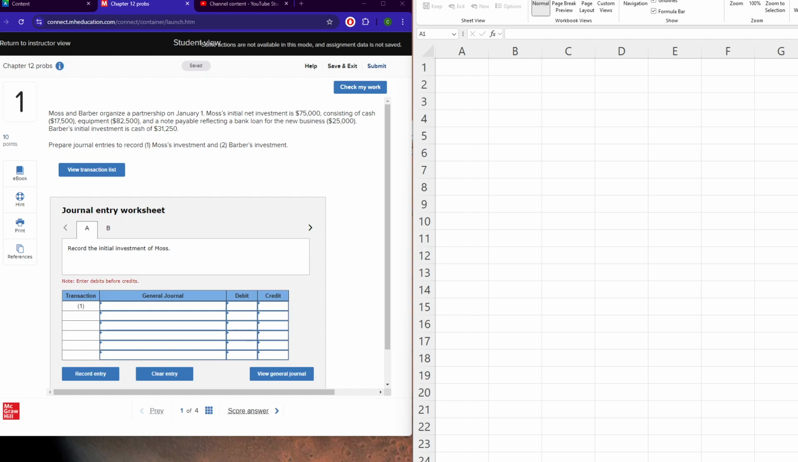And it's just talking about setting up a partnership. You've got two partners coming together, Moss and Barber. You see, one of them, Barber's going to be easy. He's just putting in cash, but the other one, Moss, has cash coming in. It's got equipment coming in, but that equipment has some debt on it, which is kind of strange. And so we've got to do the journal entries for their initial investments.